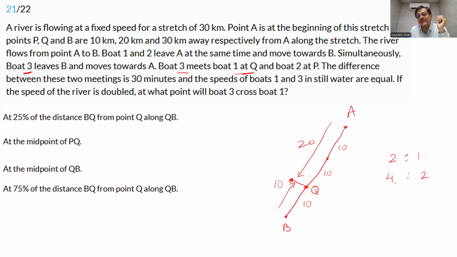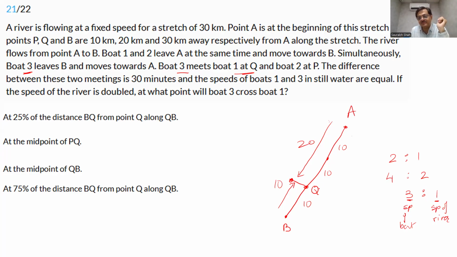Now, how do I get the speeds of the boat and the stream from this ratio? Simply 4 plus 2 by 2, 6 by 2 is 3. The average of these two numbers is 3. This is the speed of the boat. And the speed of the river will be either 4 minus 3 or 3 minus 2, whichever you do. So the speed of the river is 1. So the speed of the boat is 3 and the speed of the river is 1.